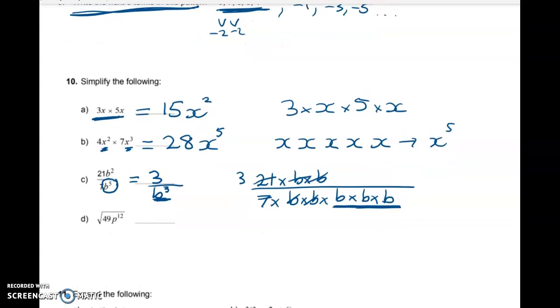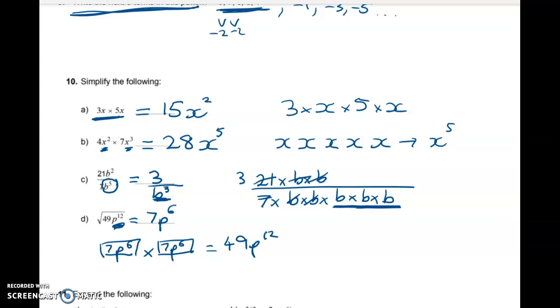So the square root of 49p to the 12 means something times the same something has to get me back to 49p to the power of 12. Well, the number part of that's pretty obvious. It's going to be 7, right? 7 sevens are 49. But here, this is going to be p to the power of 6, right?